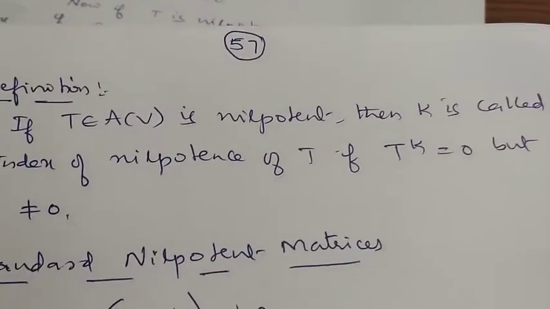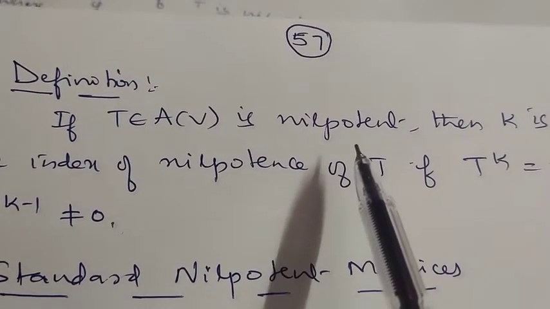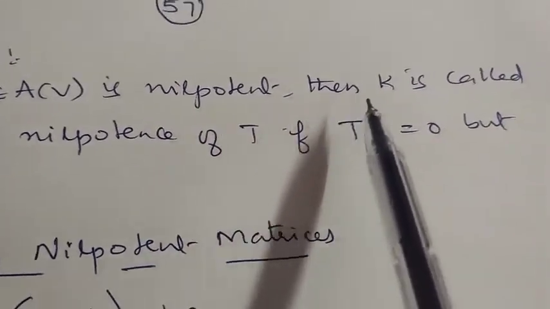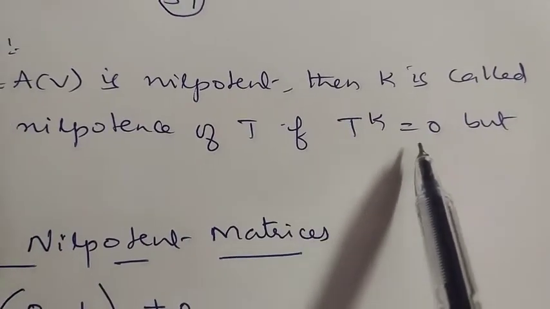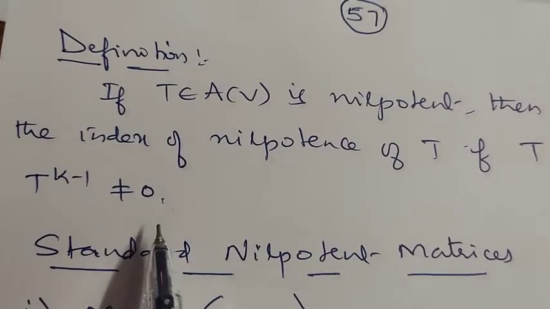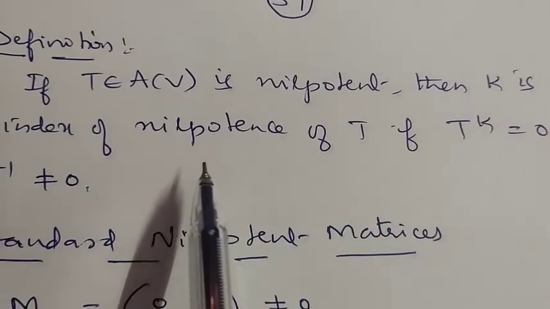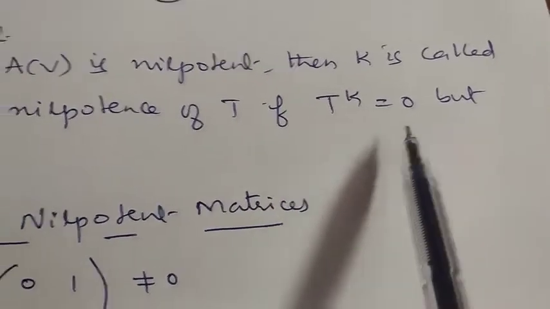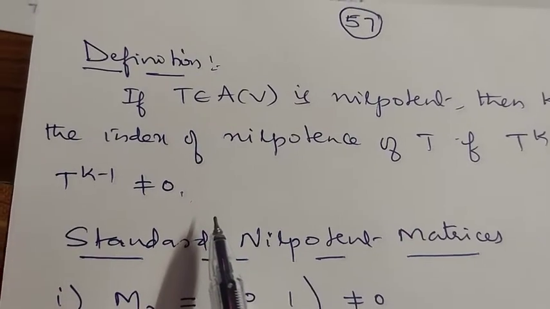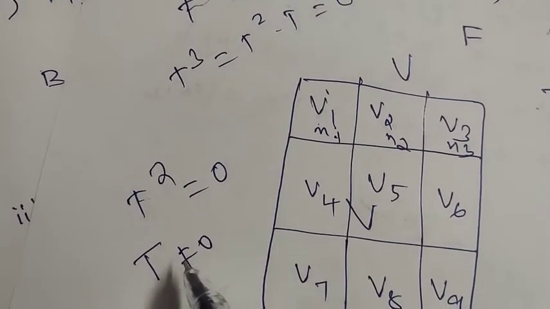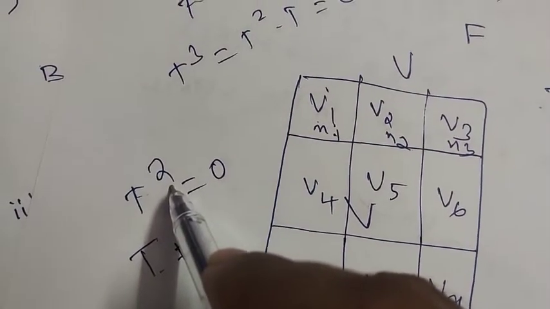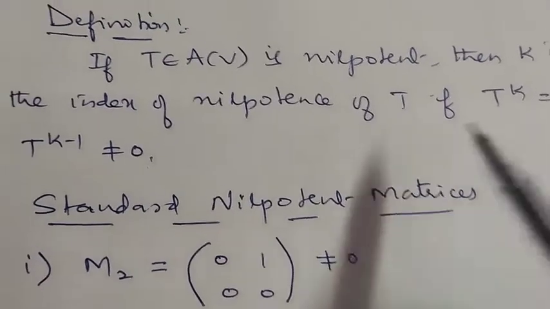Next, look here. Suppose T is nilpotent, which means some power of T is equal to 0. Then k is called the index of nilpotence of T if T to the power of k is 0 but T to the power of k minus 1 is non-zero. Likewise in the previous case, if T² is 0, then T³ is definitely 0 but T is not equal to 0. Then we say T is nilpotent of index 2. Here T^k is 0 but T^(k-1) is not 0.